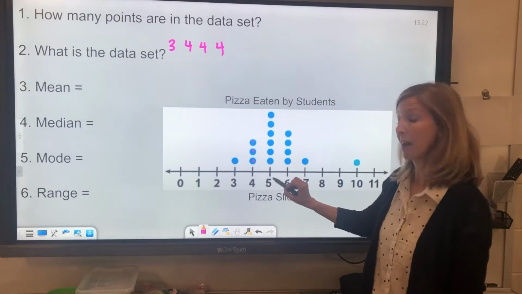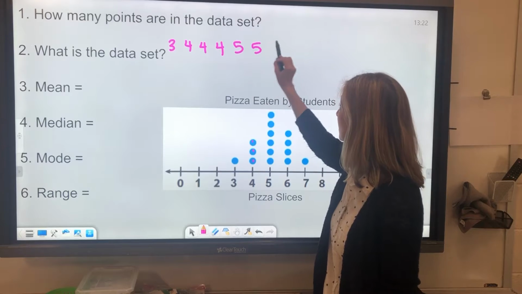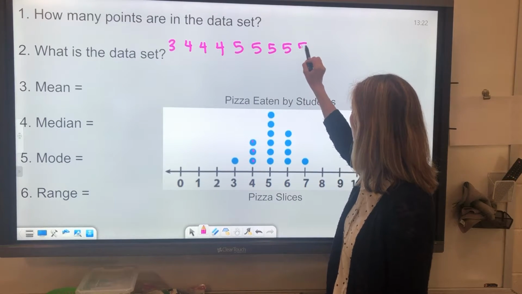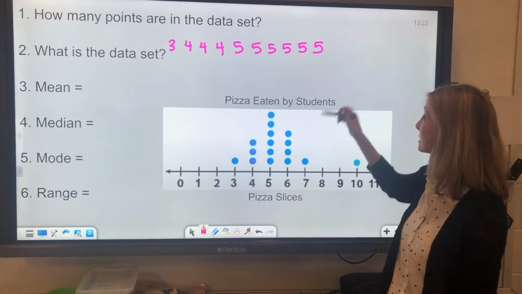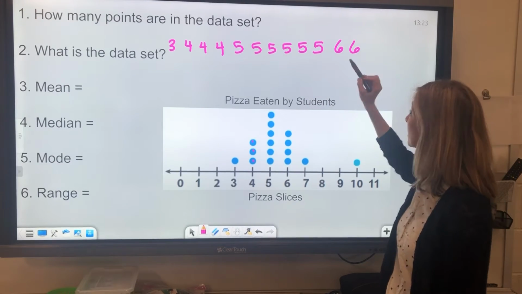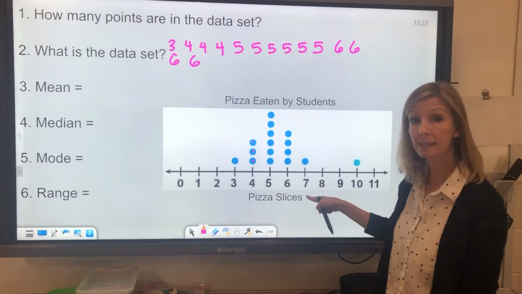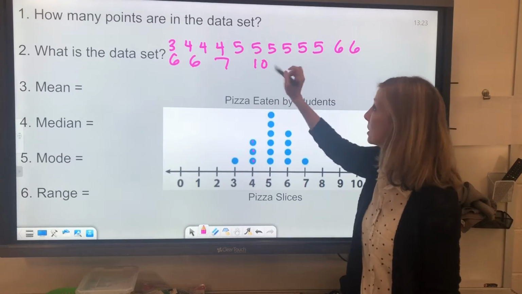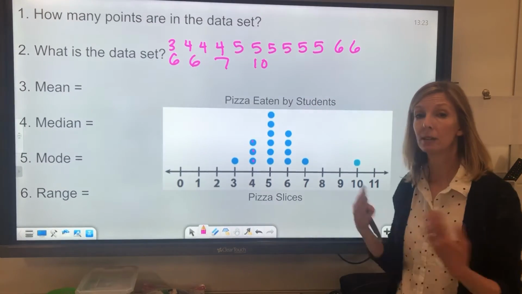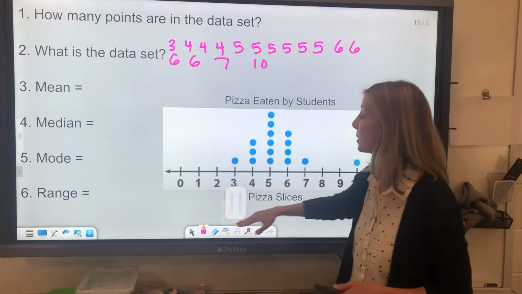I move on to the 5s, and notice I have a lot of those. I actually have 6 of those. Okay, so this is all part of my data set. I have 4 6s. Kind of running out of room here, sorry. I have 1 7, and I have a 10. So that long string of numbers there is my data set that I got simply from looking at my dot plot.